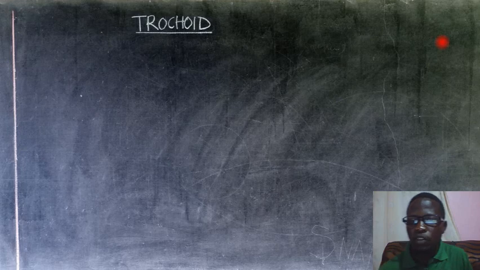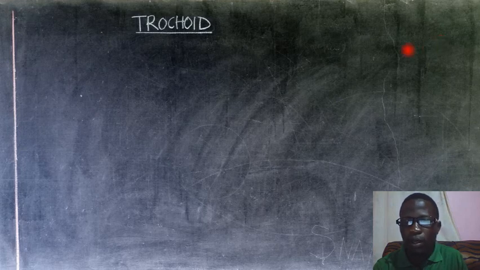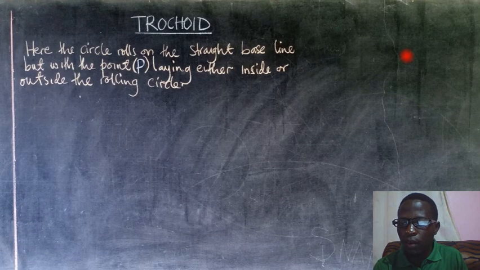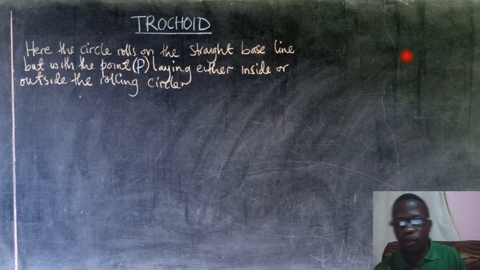Let us look at trochoid. When we talk about a trochoid, we are looking at a circle rolling on a straight horizontal baseline, but with the point to plot lying either inside this rolling circle or outside the rolling circle, as you're going to see. When the circle rolls on the straight baseline, with the point P lying either inside or outside the rolling circle, then we call that a trochoid.